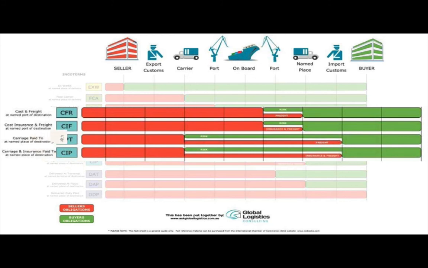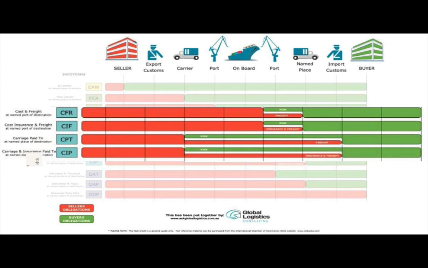Carriage paid to, CPT, means that the seller will deliver the goods to the port to be delivered, and pay for them to be delivered all the way through to import customs, which become the buyer's responsibility. But at this point, the buyer maintains the risk of loss during this period. The seller is simply paying the shipping fees, not the insurance fees. We'll talk about that in a second. The seller simply pays the shipping fees. The buyer is responsible for risk in purchasing insurance.